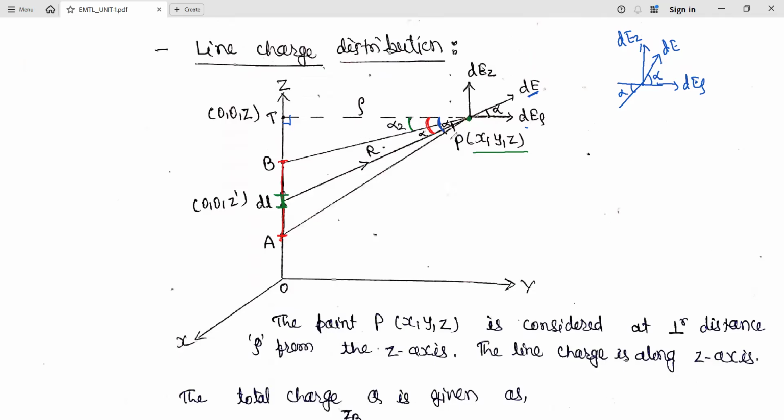Now later, when this line charge is going to become infinite in length, we'll see how this value of alpha 1 and alpha 2 is going to change. And rho is the perpendicular distance of the point P from the Z axis. That we have to keep in mind.